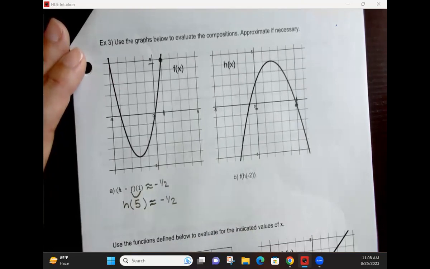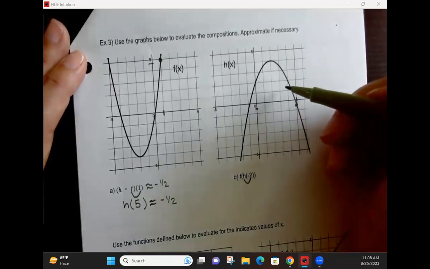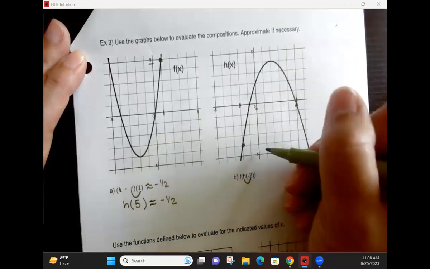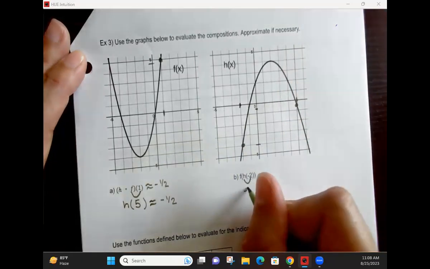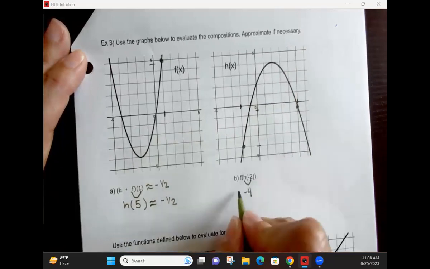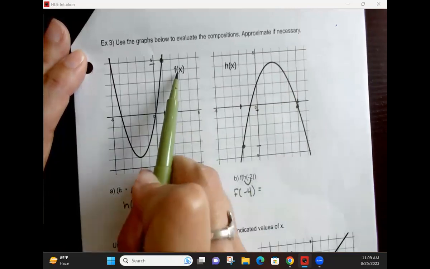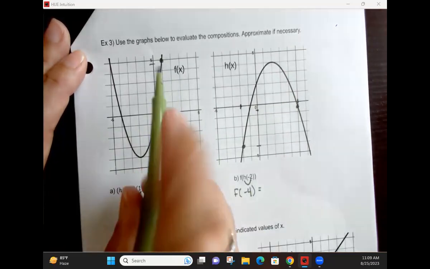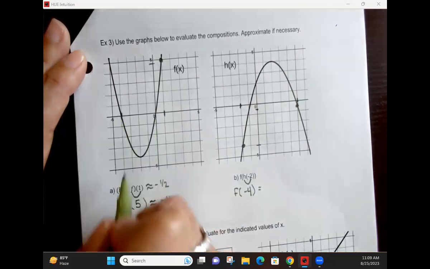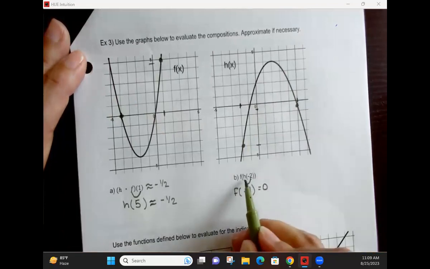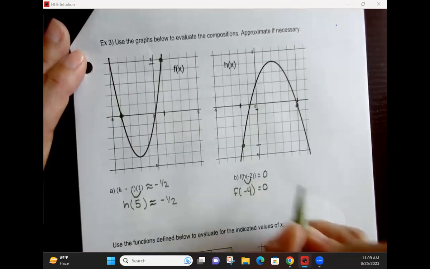And then b, inside is h of negative 2. So I'm starting with h. When x is negative 2, my y is negative 4. And now I have to find f of negative 4. So now we go back over to the f of x graph. And our x is negative 4. And that is the point that's on my graph. So my y value is 0. So f of h of negative 2 equals 0.